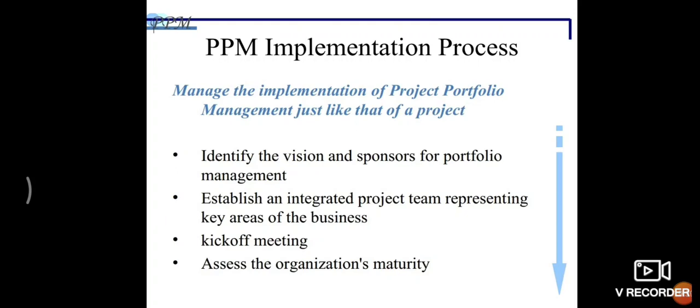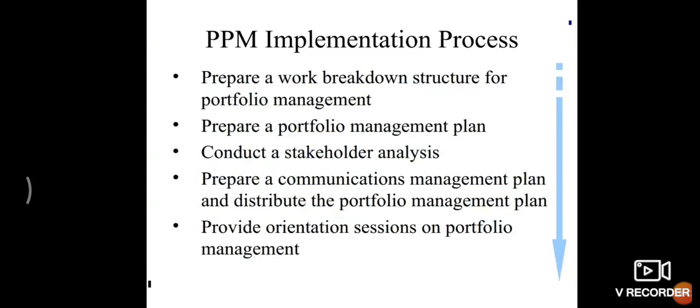Because an organization has a lot of investors, so as I have discussed in stakeholder analysis and management, you have to analyze which stakeholder is fruitful for the organization. Then we have the kickoff meeting, assess organization maturity, and we prepare a work breakdown structure for the portfolio management.